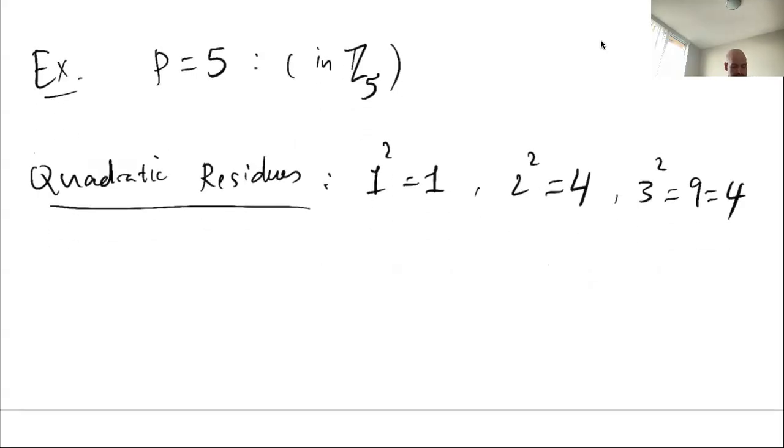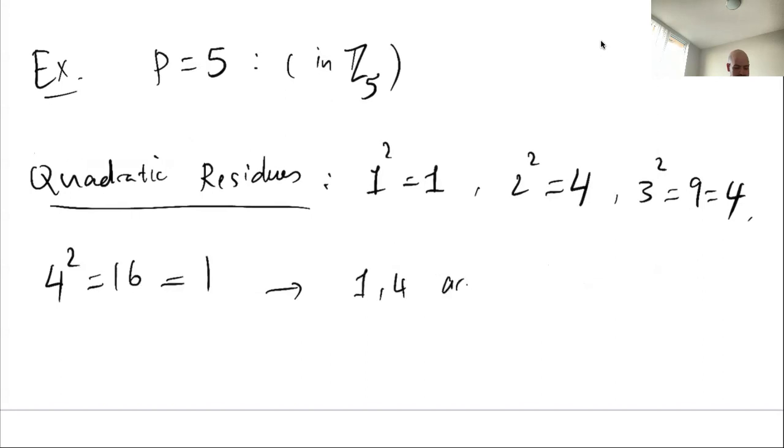And what is the next number? So then we have 4 squared, which is 16, and 16 is the same as 1 in Z5 because 16 minus 1 is 15, which is divisible by 5. And then 5 squared, 5 is again 0 in Z5, right? And we said we exclude 0. So quadratic residues, we have 1 and 4 only.